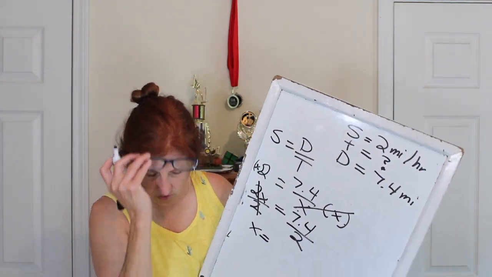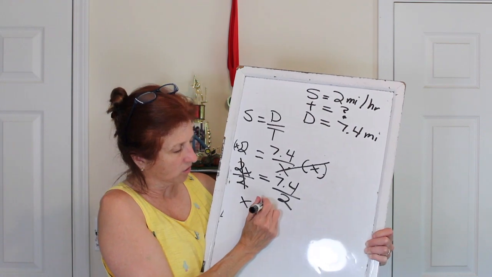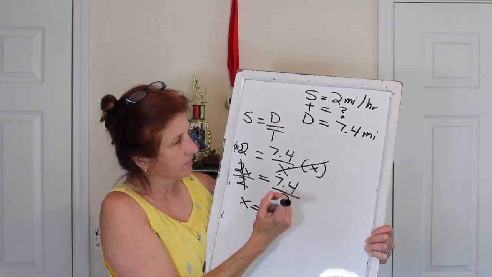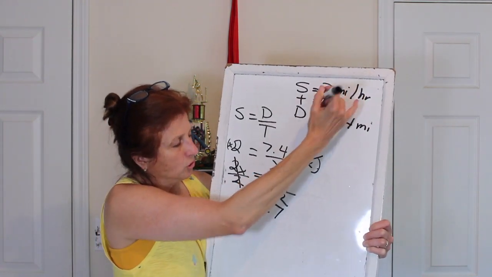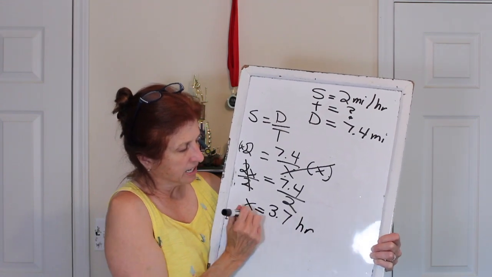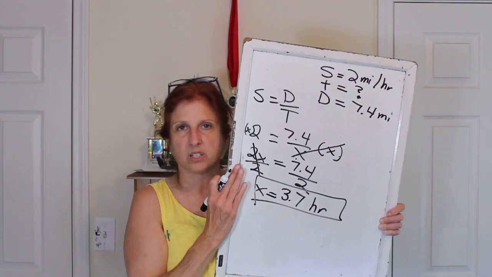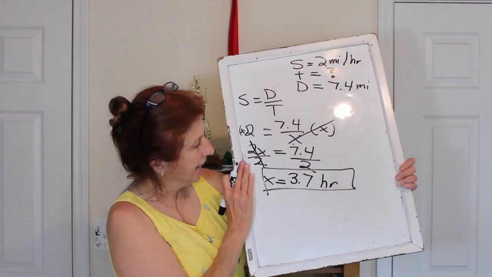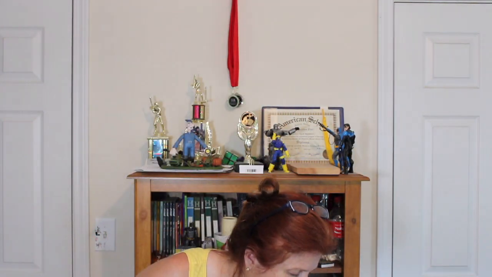And it is 3.7. I didn't have to use my calculator or my brain. 3.7, and my time, my unit is hours. It's going to take me 3.7 hours to do that hike. That sounds fun. I like hiking. It's one of my favorite things to do.